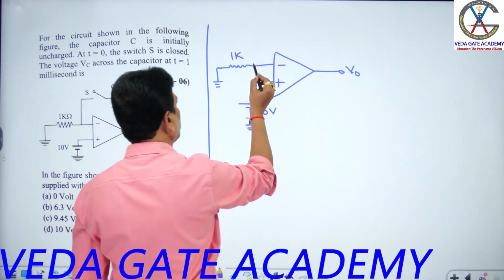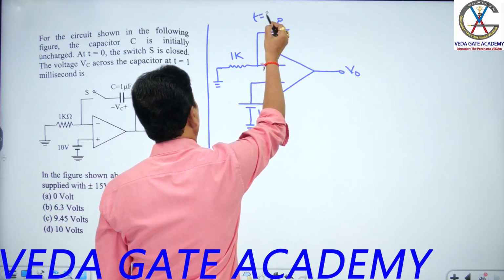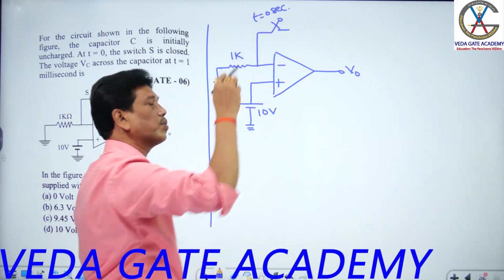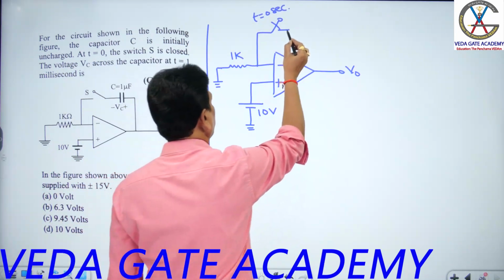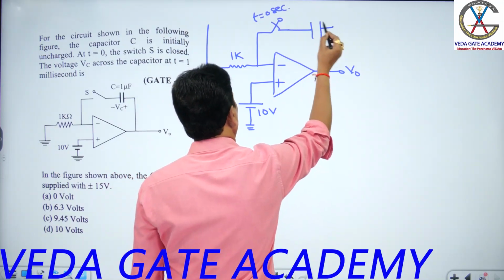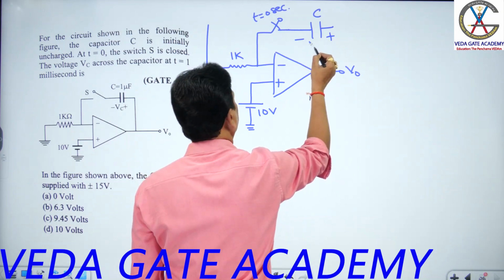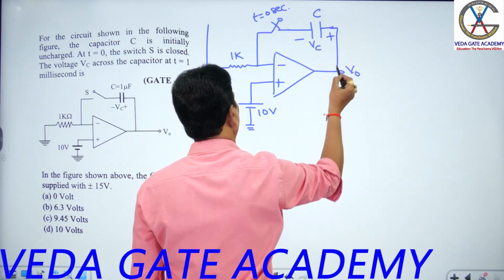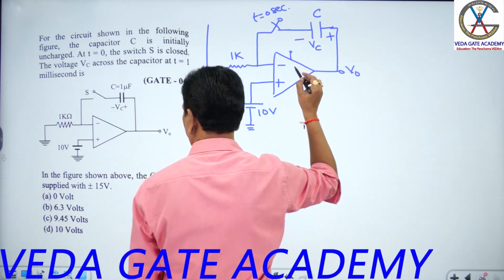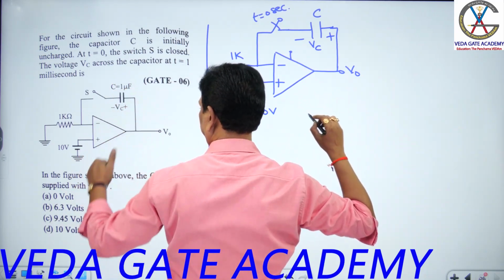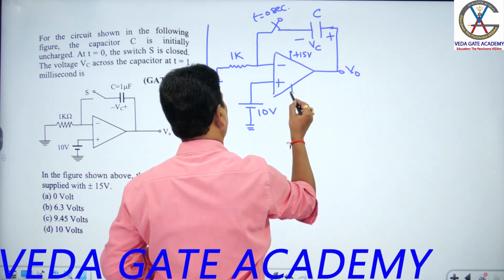Now I can close that switch. At t equal to 0 second, the switch is closed. Now this is the capacitor that gets charged. The voltage to which it charges is Vc, and that value of Vc is asked. The saturation voltages are specified as plus or minus 15 volt: this is plus 15, this is minus 15.